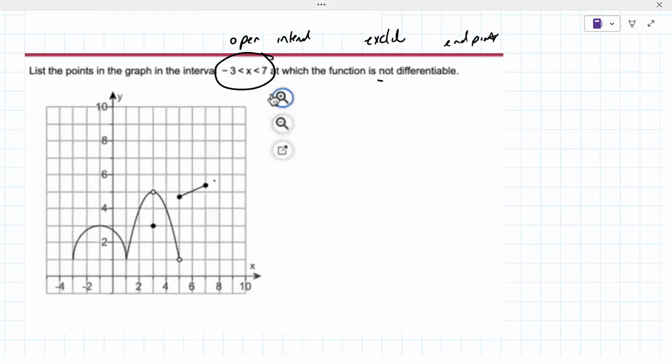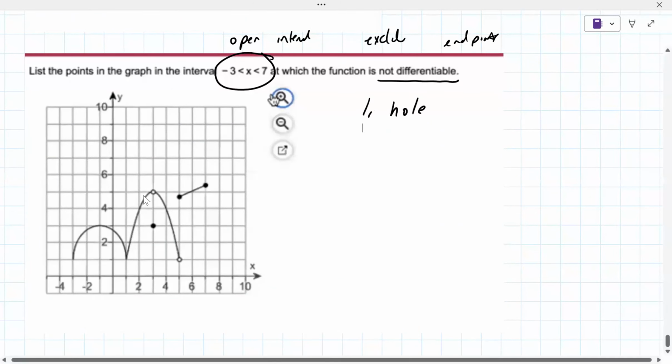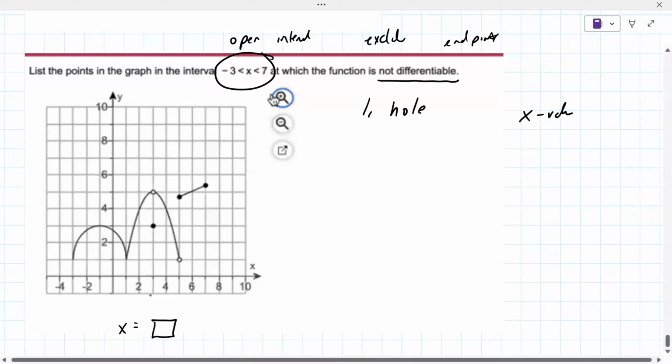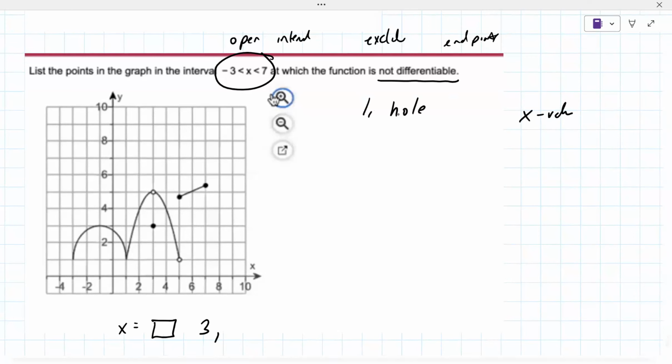So here's what we're looking for. It's not differentiable in the following situations. A hole. Do you see a hole? Okay. And we want the x values. When it says x equals, the function is not differentiable at x equals in a box, so we want the x value there, which is 3. So a hole is thing 1.